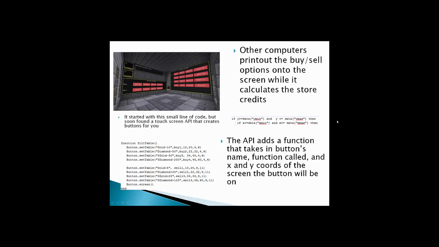Soon I found an API that simplifies this stage and implemented it into the function. The code on the bottom left uses that function to make a table containing the name of the button, the function called, and the min and max x and y values of the buttons. Credit goes to Direwolf20 on YouTube for the creation of the API.